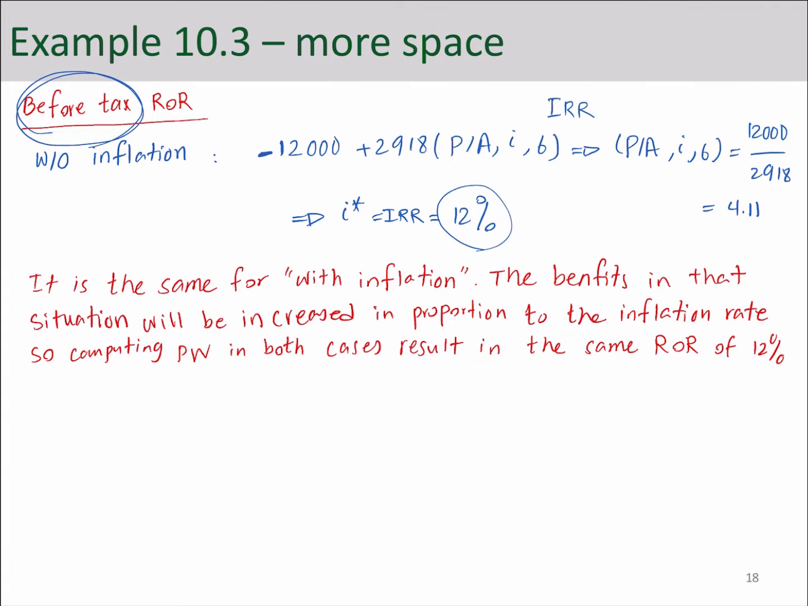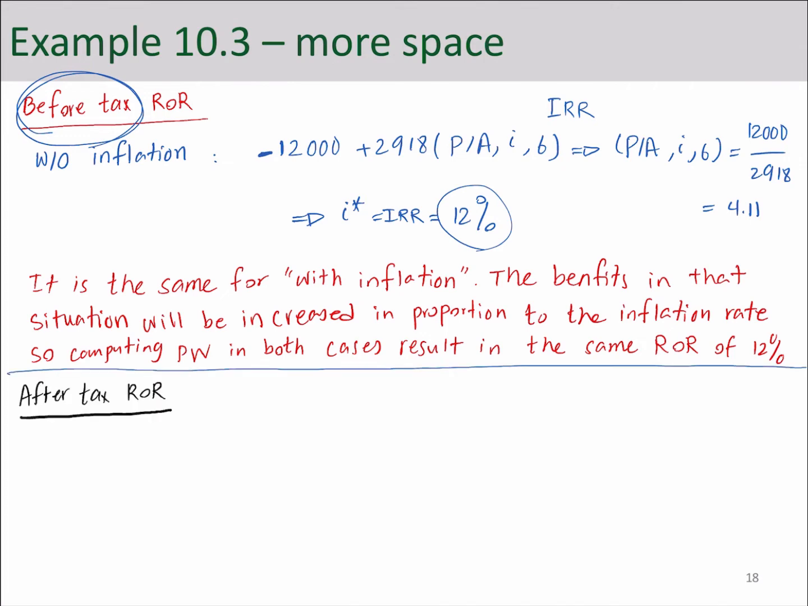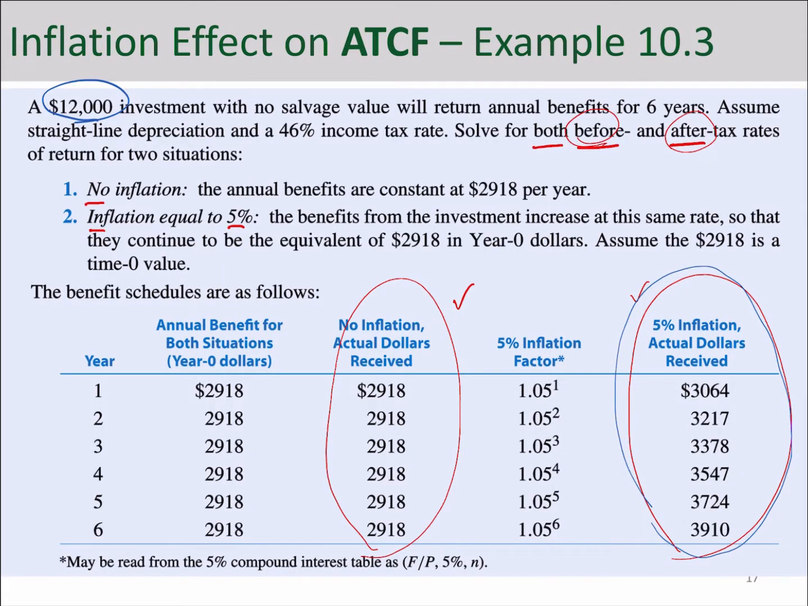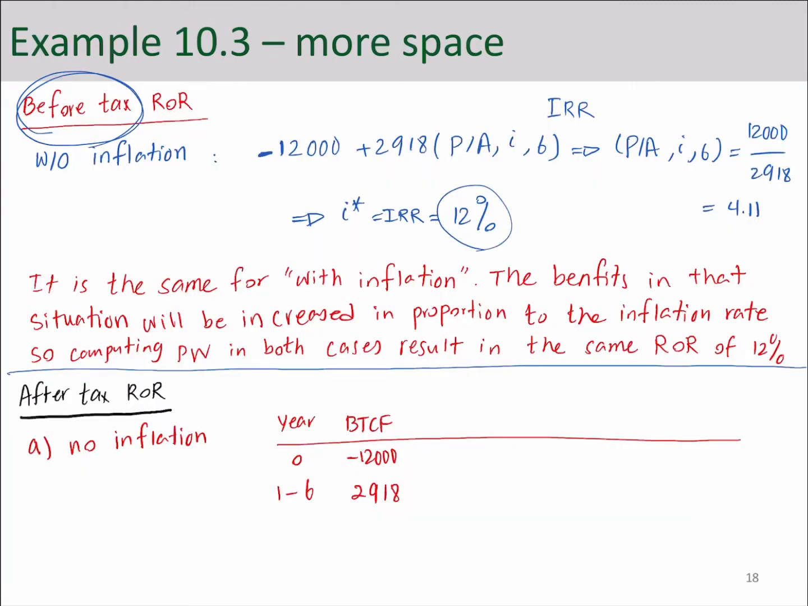Now, let's take a look at after-tax rate of return, and that's when inflation becomes really important. For the after-tax rate of return in the case of no inflation, how would our cash flow look? If we don't have any inflation over 6 years, year 0 and then years 1 through 6, the before tax cash flow is negative 12,000 at year 0, and then for years 1 through 6 we have the benefit of $2,918. We do have depreciation, and in this case it is straight line depreciation. We have to take that into account.